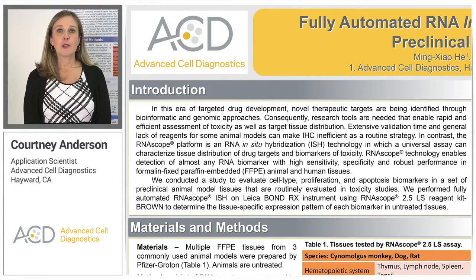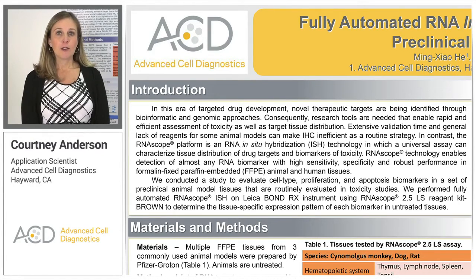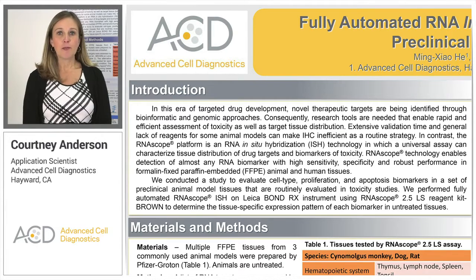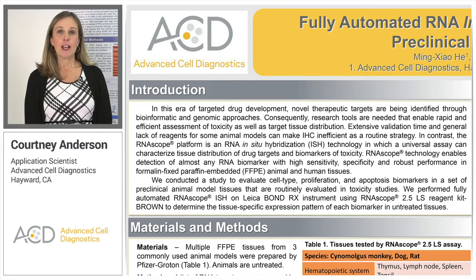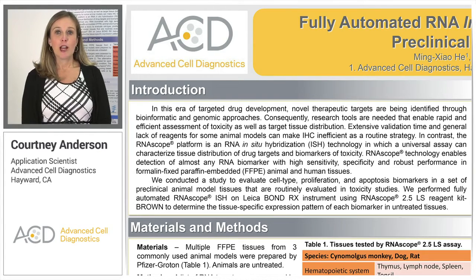The IHC assay has been commonly used, however, it has several limitations, including consistent and systemic application of IHC with inconsistent performance due to various antibody clones, time-consuming antibody development and validation, as well as general lack of reagents for some animal models. RNA in situ hybridization technology, or ISH, presents an attractive alternative method for pathologic evaluation of biomarkers in tissues from preclinical animal models.